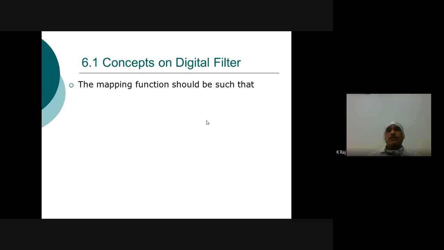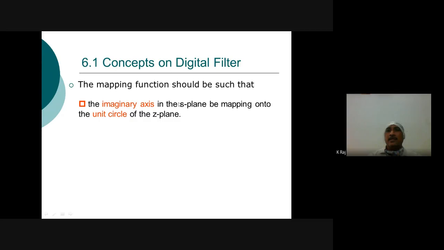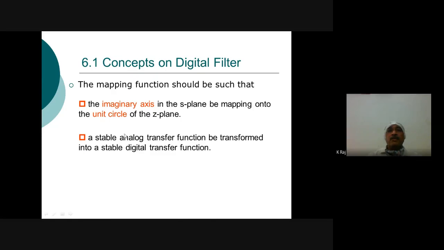The mapping function should be such that the imaginary axis in the s plane be mapped into the unit circle of the z plane. Imaginary axis of the s plane will be mapped onto the unit circle of the z plane here, and a stable analog transfer function be transformed into a stable digital transfer function here.